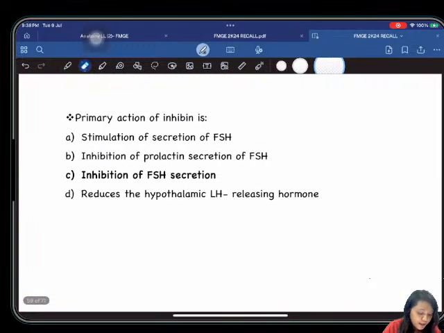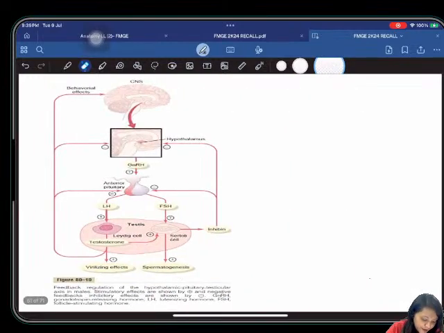Okay. Now a question which is partly anatomy, partly physiology. The question came like the primary action of inhibin. The options mentioned are: stimulation of secretion of FSH, inhibition of prolactin, inhibition of FSH, and reduces hypothalamic LH releasing hormone. So before that, let us see that.